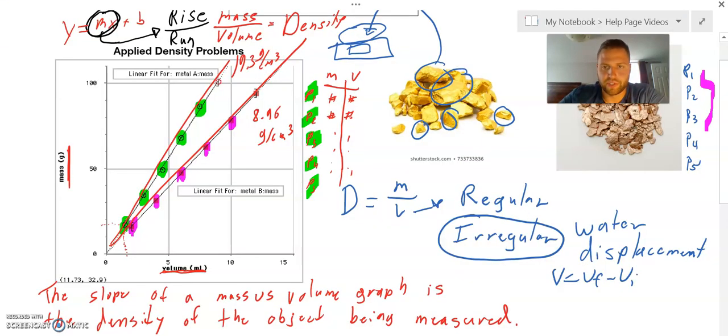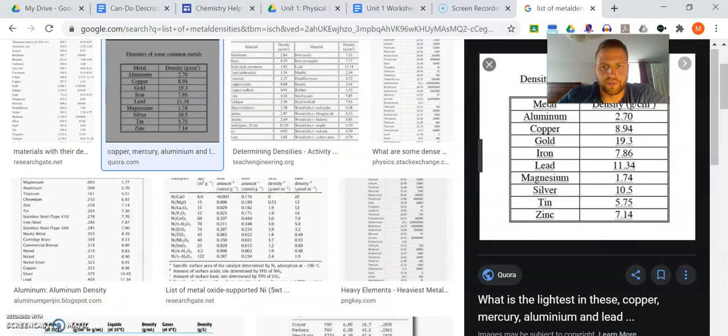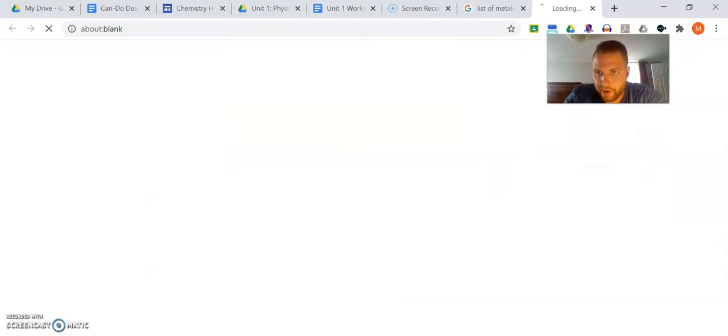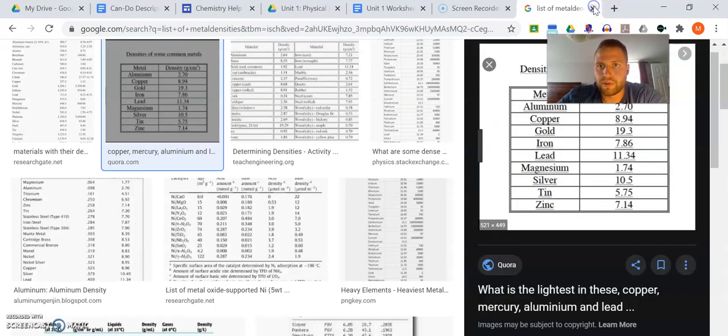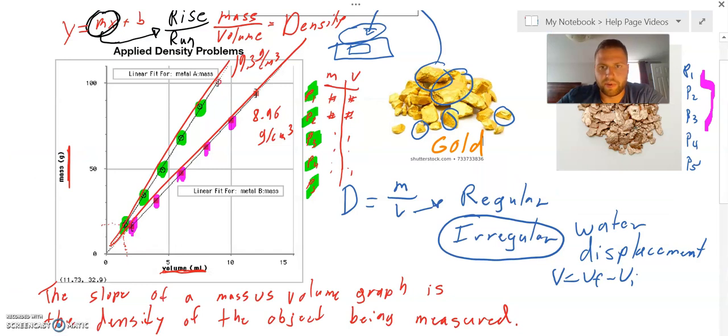Let's label that for ourselves so we don't forget. So this substance is gold. And now let's cross-check our other density. It was 8.96. Oh, 8.94. Very, very close. So now let's go back to the other page. And what we're going to write down is that this metal is copper.